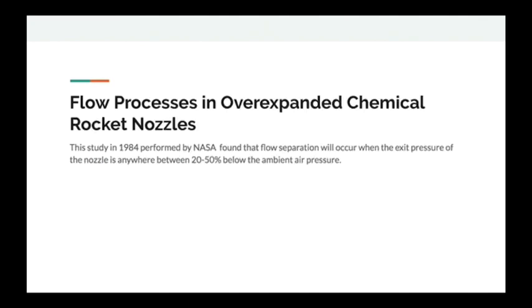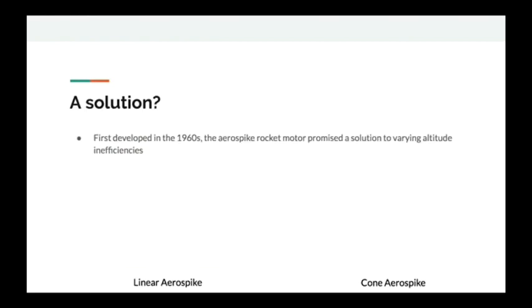So this leads us on to a study on flow processes in overexpanded chemical rocket nozzles. This study in 1984, performed by NASA, found that flow separation will occur when the exit pressure of the nozzle is anywhere between 20 to 50% below the ambient air pressure, which is a lot of range and means that nozzles have to be perfectly optimized.